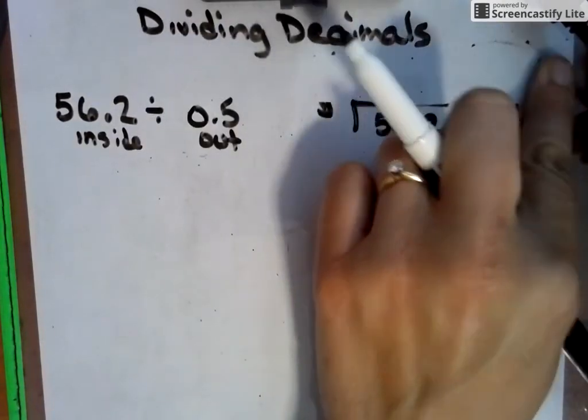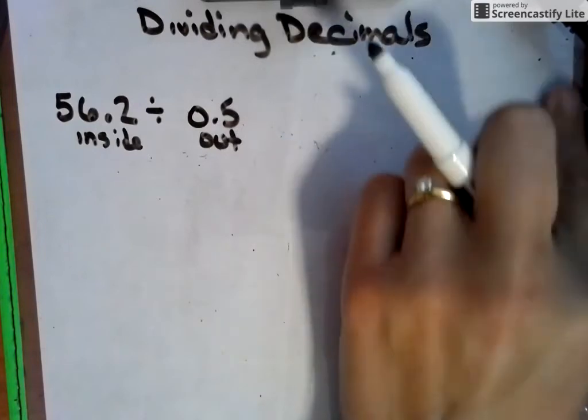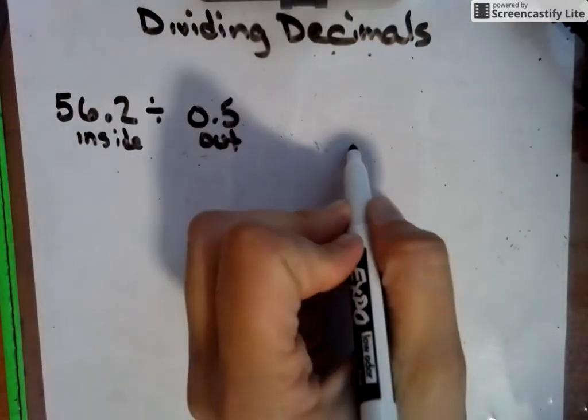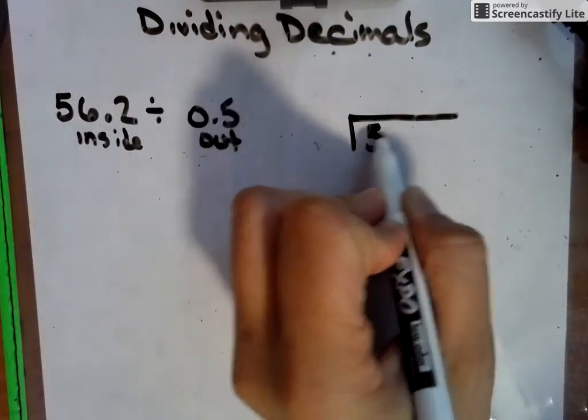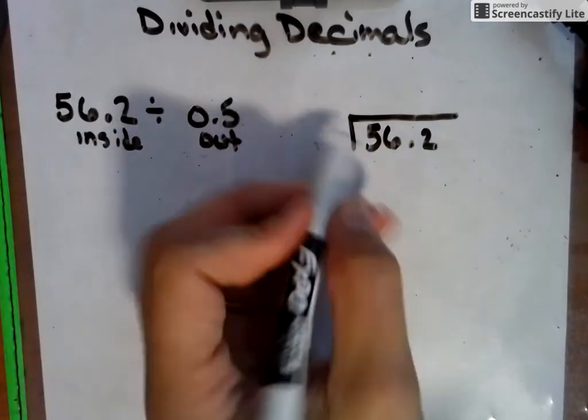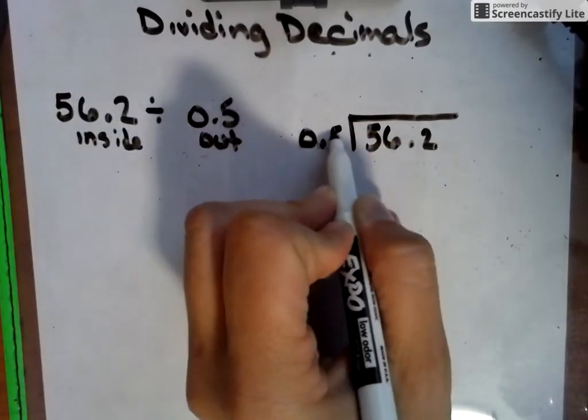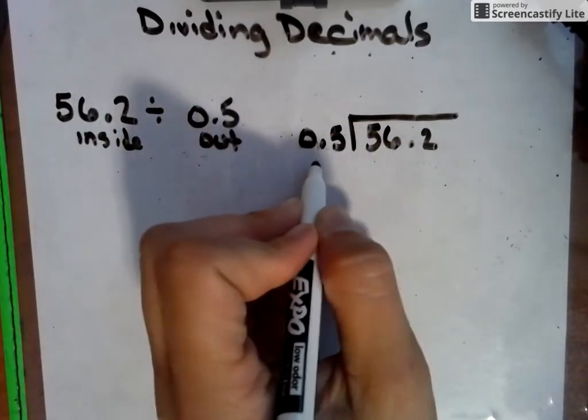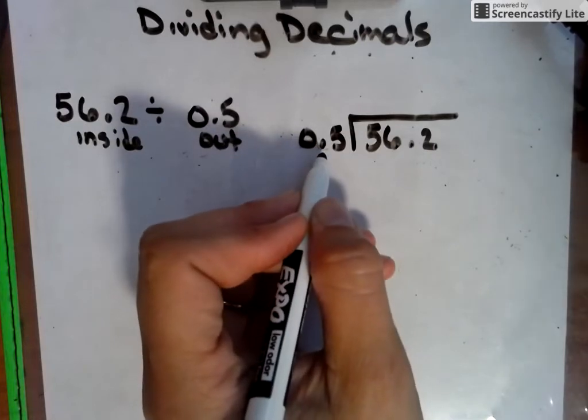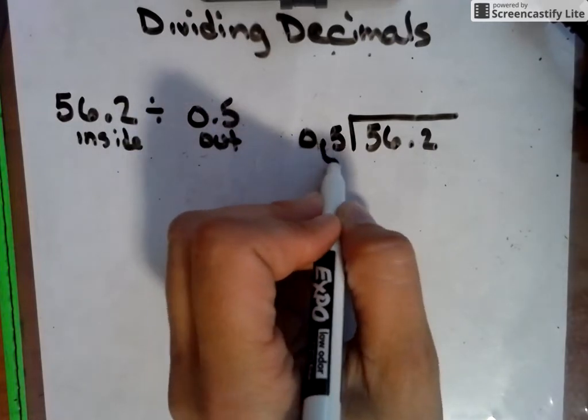Okay, so those are the parts of a division problem. Dividend is like a den inside. So we're going to write it out. Put 56 and 2/10 inside the division box and the 5/10 on the outside.